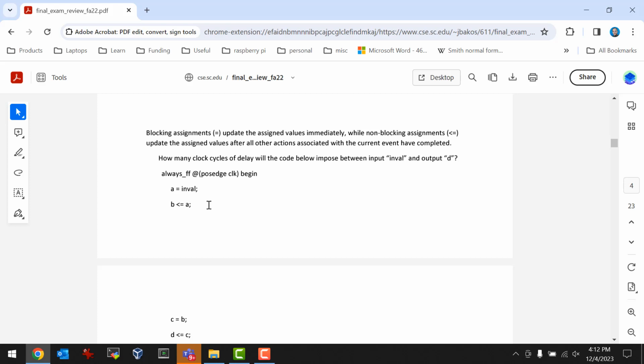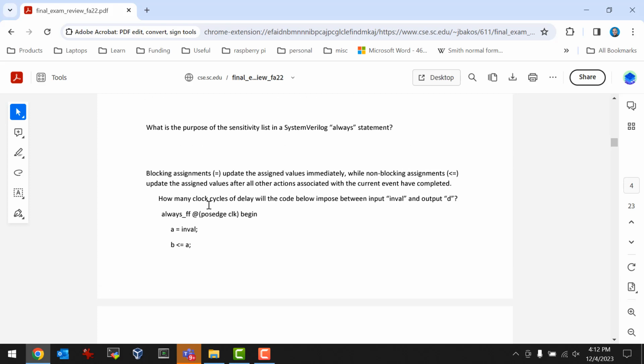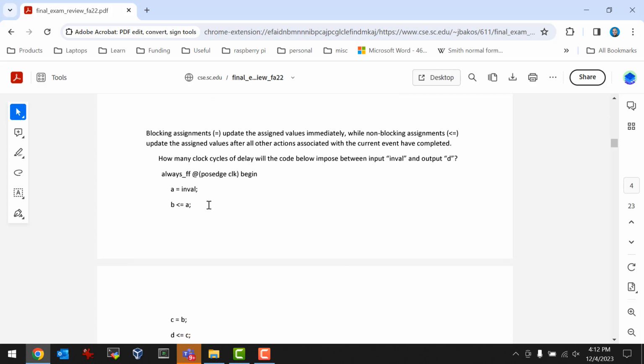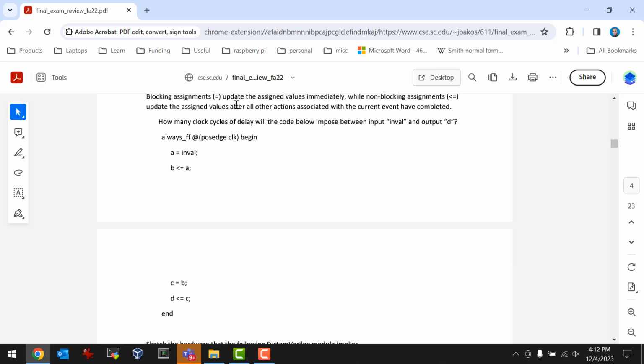How many clock cycles of delay will the code, wait. It's kind of out of context. I don't know what the purpose of that is actually, because this is another question. How many clock cycles of delay will the code impose between input and output? Oh, right, I see why I said that, because there is a mixture of blocking and non-blocking in here. In this case, this is really bad code. You wouldn't want to write code like this, I don't think. But I think it'll still work in ModelSim.